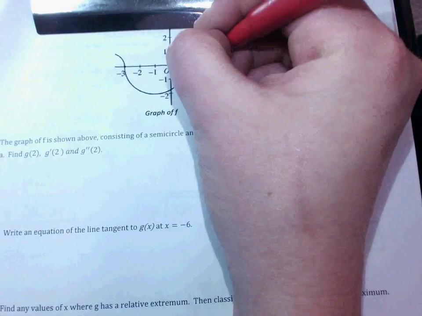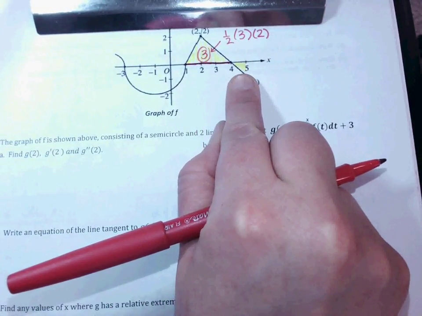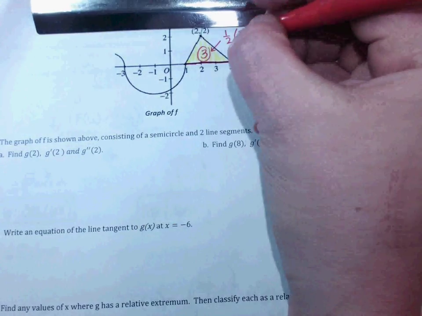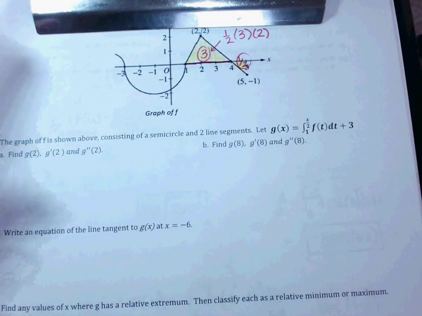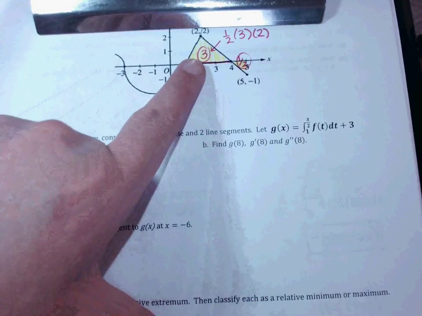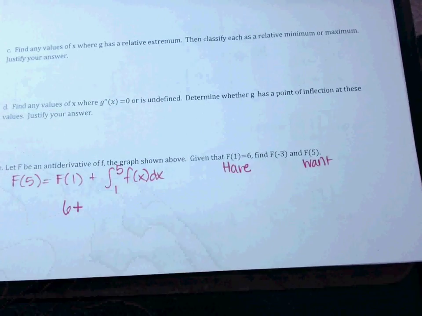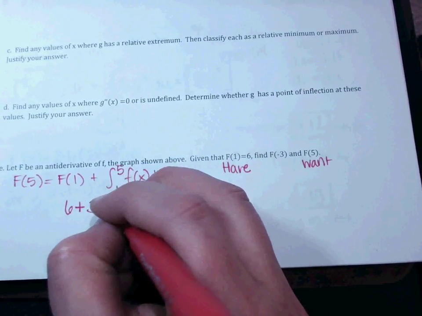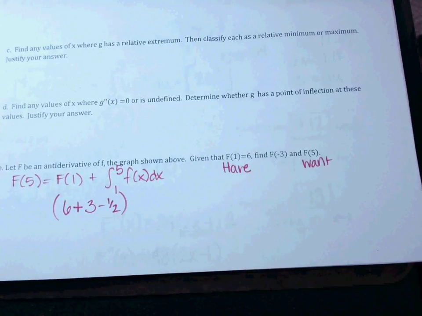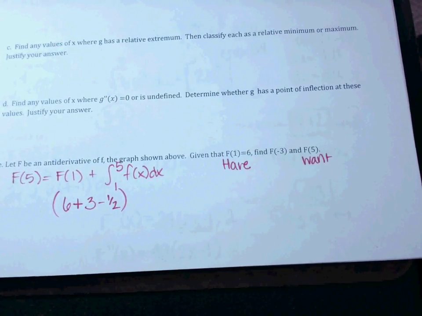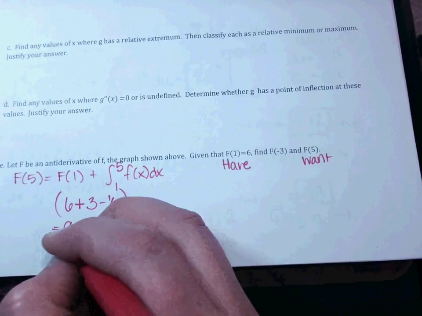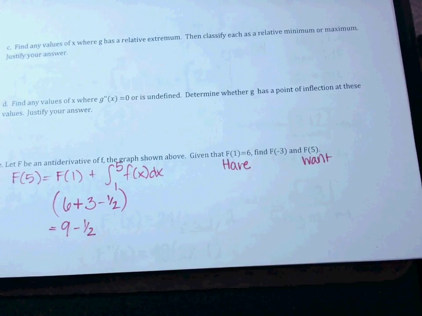And then what about this little halvesy one? 1 times 1 is 1, cut it in half is 1/2. So when I add my integral, it would be 3 and then minus 1/2 because that half is below. I'm just going to put 6 plus 3 minus 1/2 and call it a day. That's good enough. You could make it 9 minus 1/2 if you want to. Put those whole numbers together, but I wouldn't get super into decimals and fractions if you don't have to. All right, now you do it for f of negative 3.